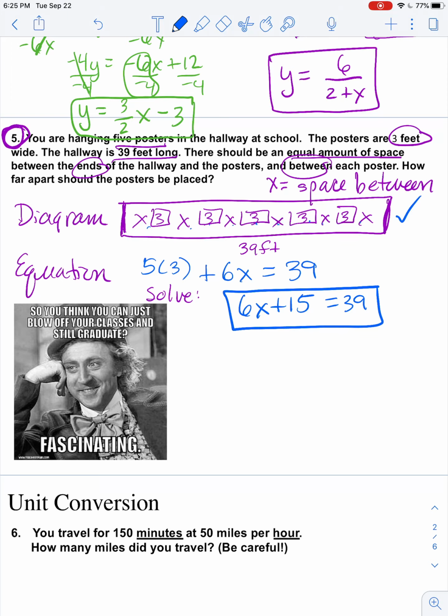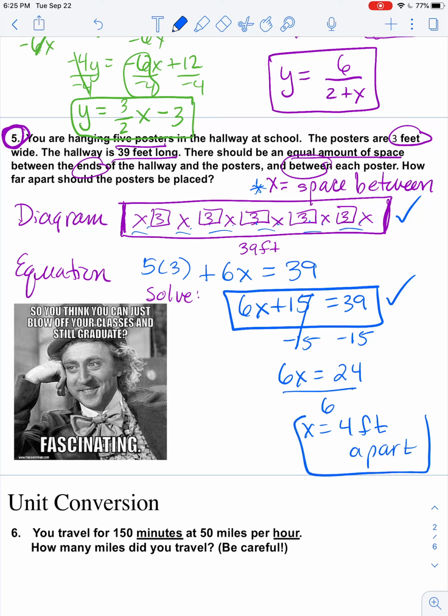So if I'm told to draw a diagram, check. Equation, check. Solve, well, that's usually the easiest part. I'll go ahead and subtract the 15. 6x will be 24. Dividing, and I find that x equals 4. And then looking back up here at what x represents, it's asking how far apart the posters should be. And in this case, they're all the same. So they should all be 4 feet apart.